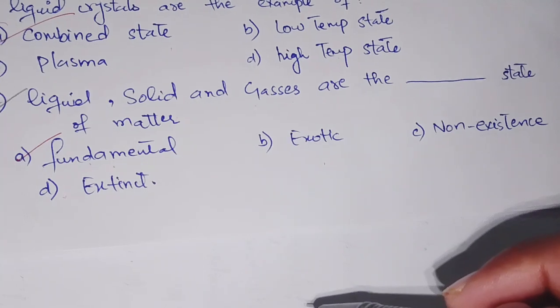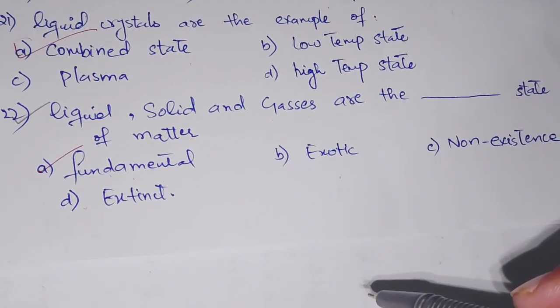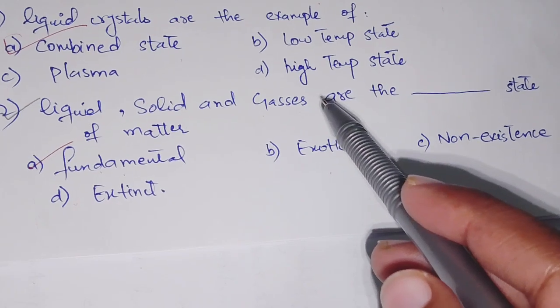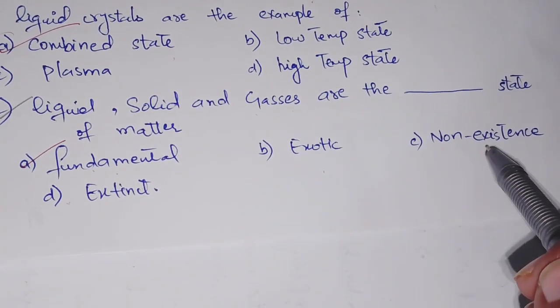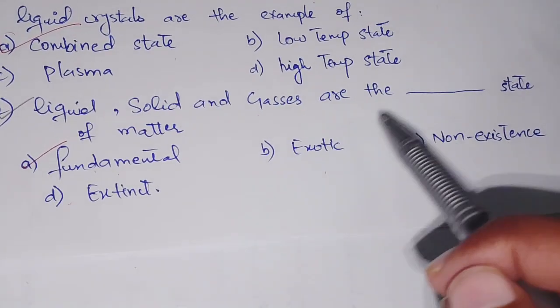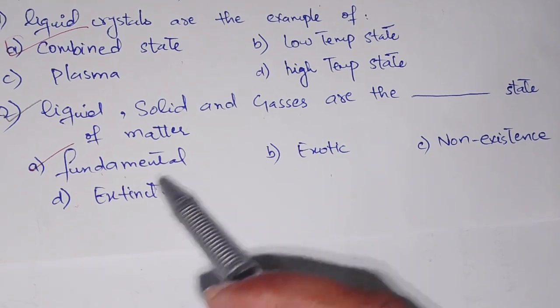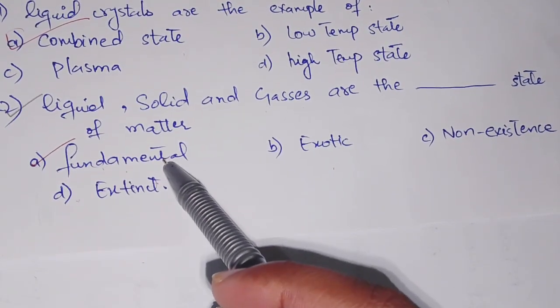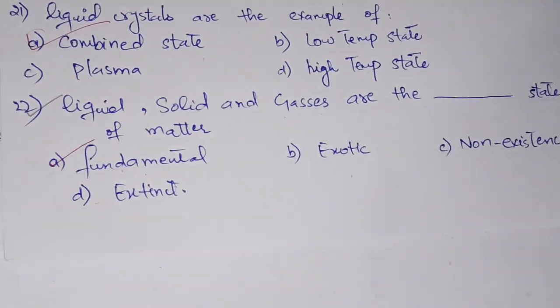Exotic states are the high temperature state, the low temperature state and the combined state. And non-existent, these three things are not non-existent, they exist everywhere in our surroundings, and they are not extinct. So all these options are incorrect, and the option we have left is the fundamental state, which is the correct option.